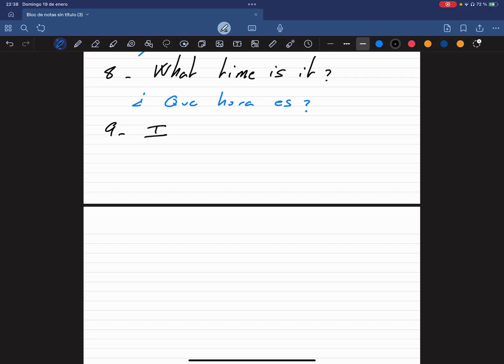For example, it's 20 past 8. How will you say that? Well, in Spanish we say son las, and then we say the time, 8, and because we are adding, y 20. Son las 8:20.